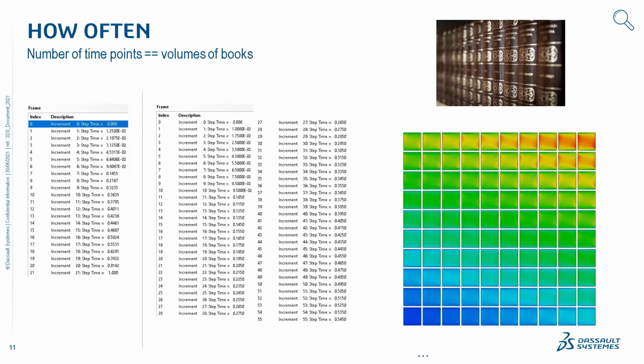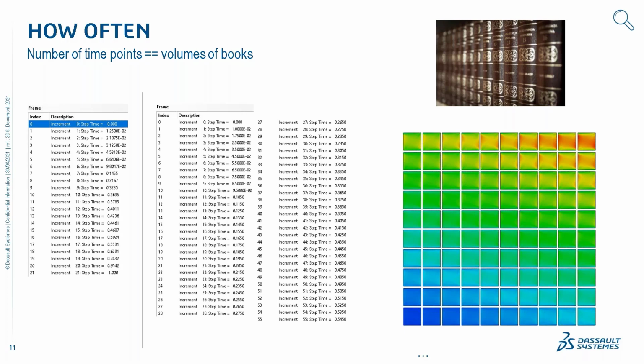Another thing that has to be considered is how often. So how many time points, how many volumes of books? If you have a collection of encyclopedias, a 5-volume collection is obviously smaller than a 30 volume collection. So if you require a number of output points for your simulation, if you require different points through time for output, then again, fairly obviously, the number of points dictates how much data is getting dumped out to the database.